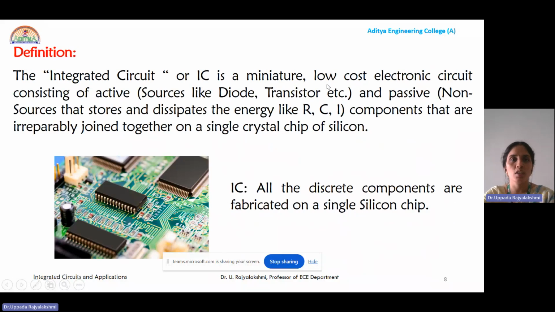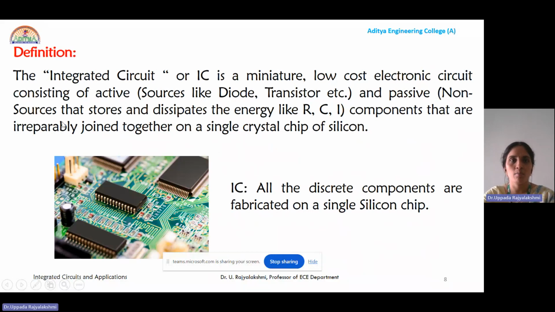Now, before going to the course contents, first of all, we should know what an integrated circuit is. Generally, an integrated circuit is one where discrete components, which may be active or passive, are fabricated on a single silicon chip.